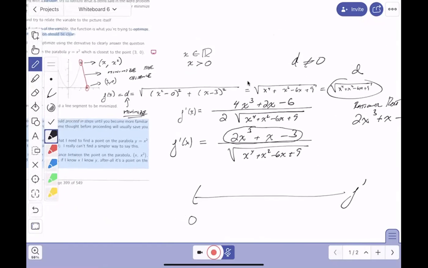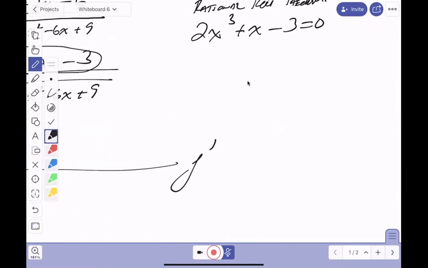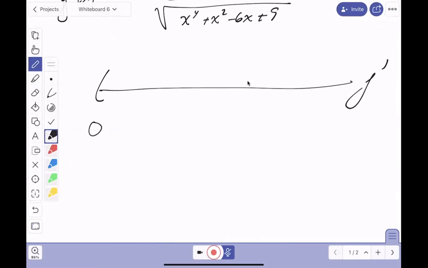And look at the picture. I'm going to say maybe 1 might work. 2 plus 1 minus 3 equals 0. I found the critical number. What's that going to be? 1. All right, let's take a look.